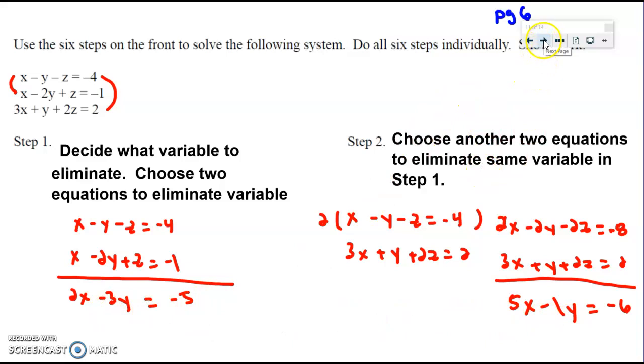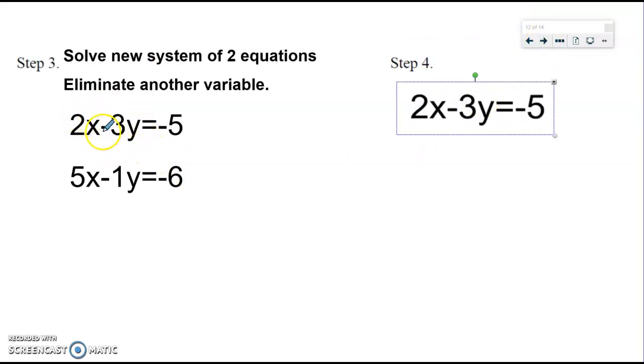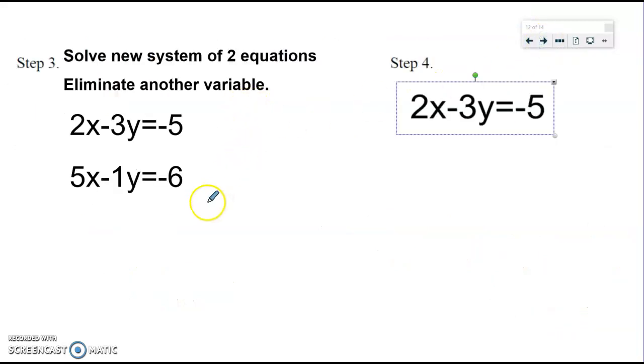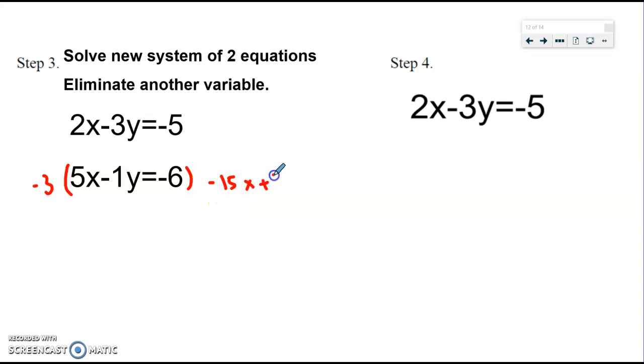So my third step is I'm going to take this system of 2x minus 3y equals negative 5, which is how I got when I added equations 1 and 2 together, and then 5x minus 1y equals negative 6 when I worked with the first and third equation. Now I want to try to eliminate either x or y. I could just multiply this second equation by negative 3, and that's going to get the y's to be opposite. So I have negative 15x plus 3y equals 18.